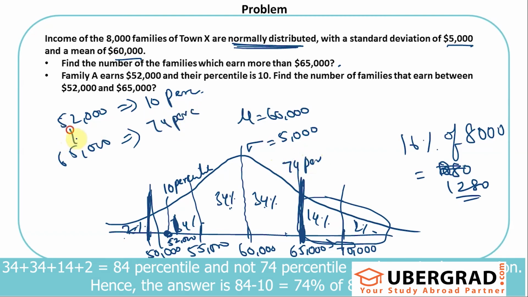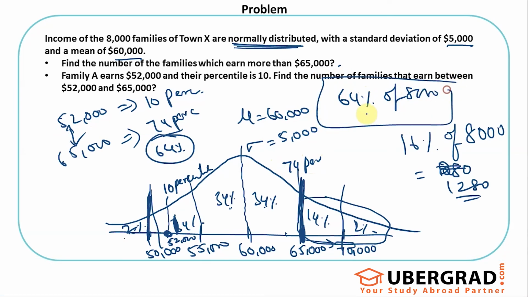So how many families earn between this? 74 minus 10 is 64%. So 64% of 8,000 families earn between this value, right? That's what you have to do. Like how we did in box plots, all you need to understand is the percentiles for these values. Okay, mu is 50 percentile, mu plus sigma is 84 percentile, this is 98 percentile, this is 16 percentile, and this is 2 percentile, right? These are the standard numbers also somewhere.